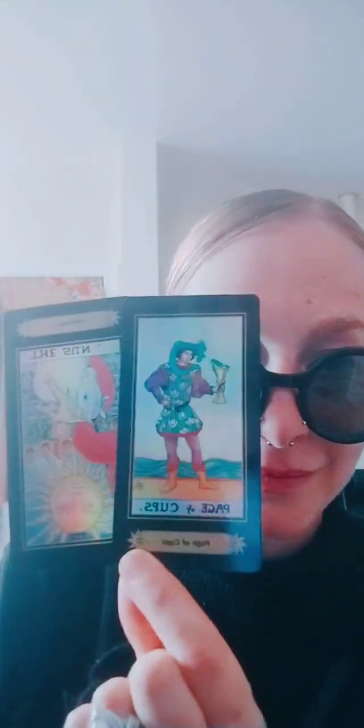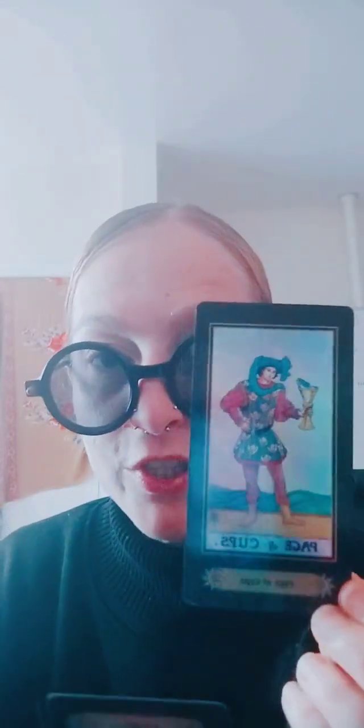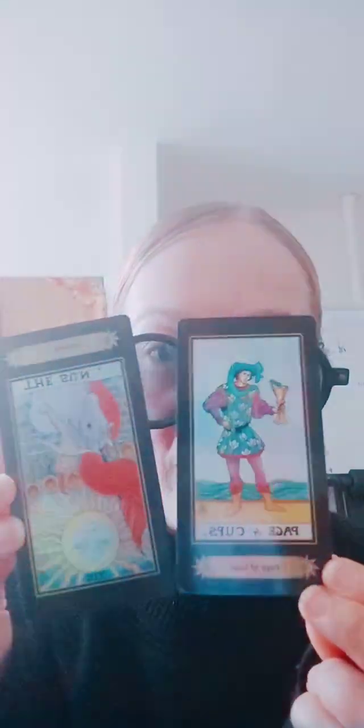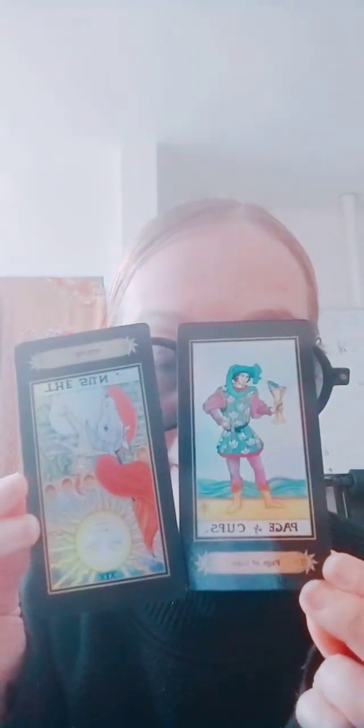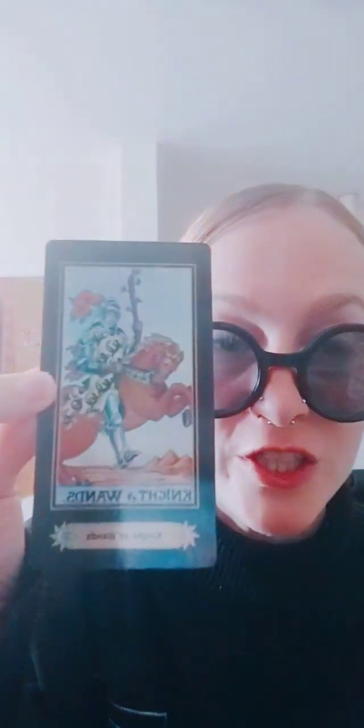Did you know that? This could be a predator. The Page of Cups with the Sun in reverse. An emotional action that caused disdain, unhappiness, or fear for a child. Okay? With the Knight of Wands, a rushed sexual or creative offer.